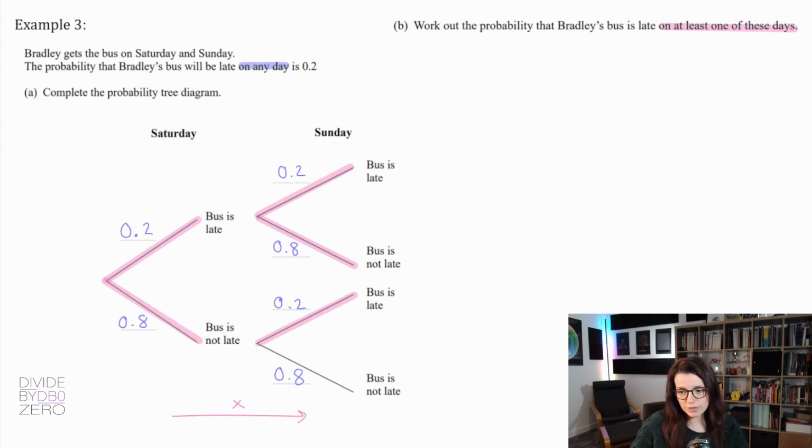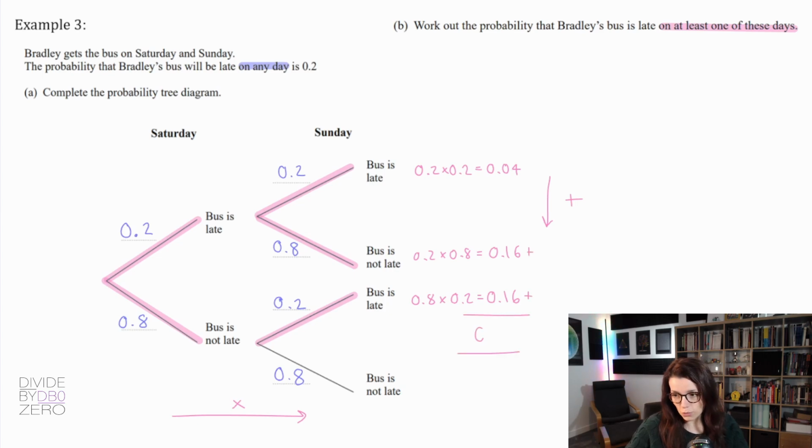Now I'm going to go across and multiply the probabilities together. So for this pathway, we've got 0.2 times 0.2, 0.04. This one, 0.2 times 0.8, 0.16. And this one, 0.8 times 0.2, 0.16 again. Now we want to go down the tree diagram. So we're going to add all of these 3 probabilities together. And when we do that, we get 0.36 for the final answer.